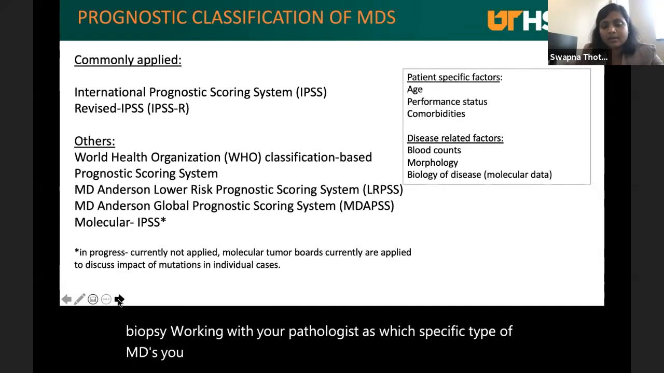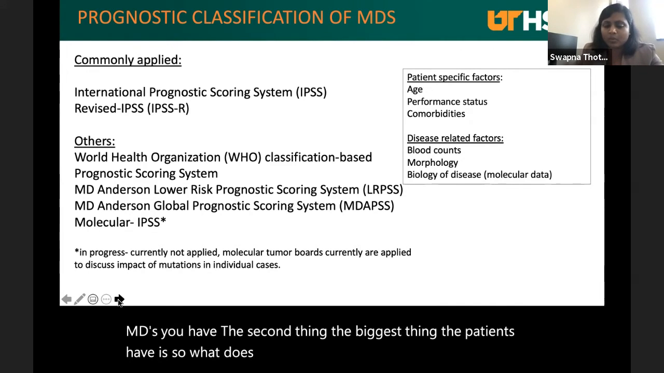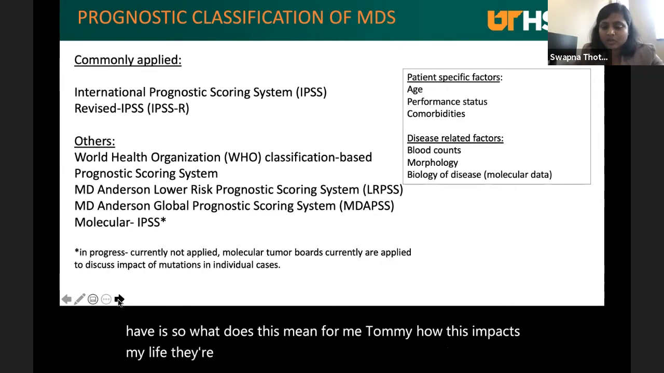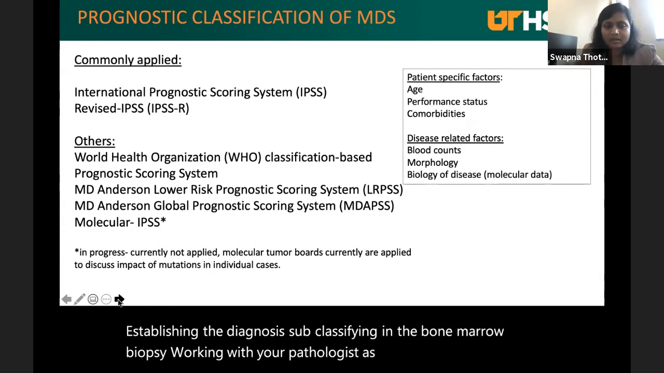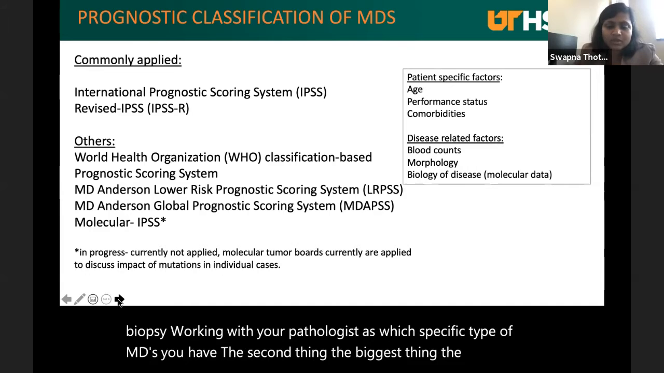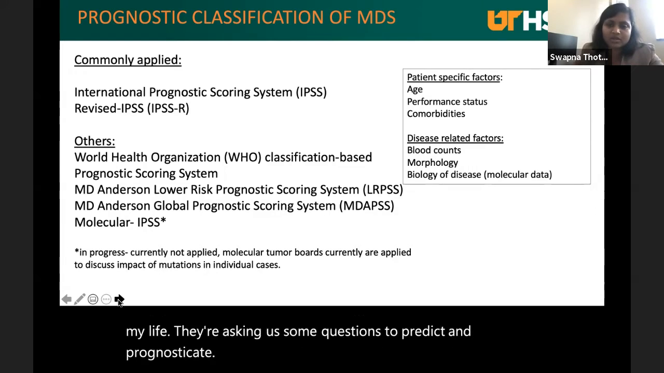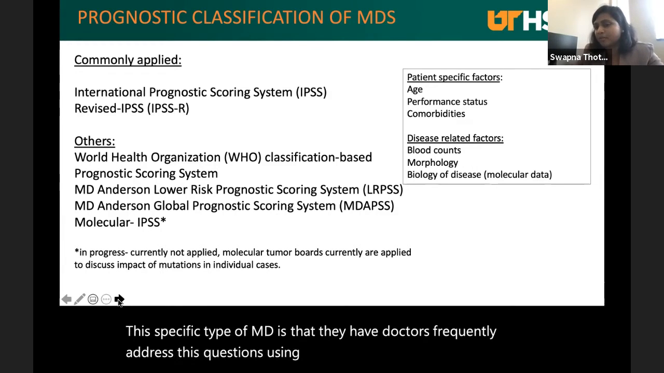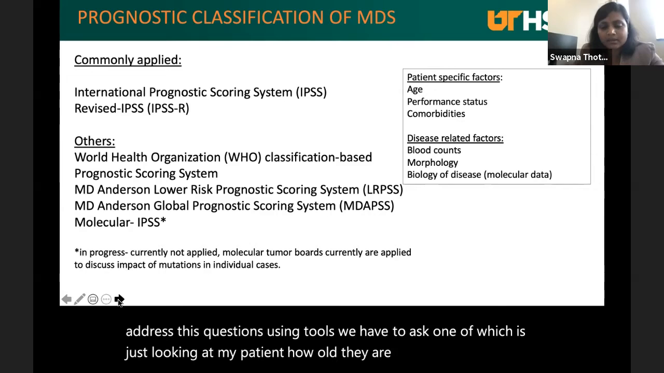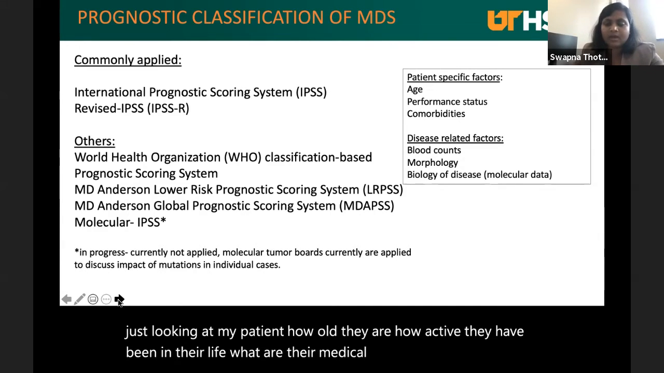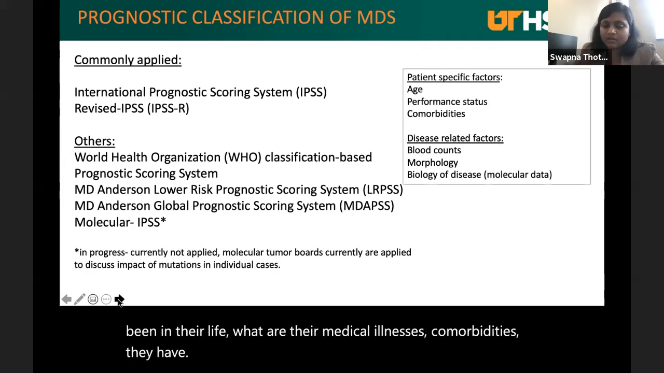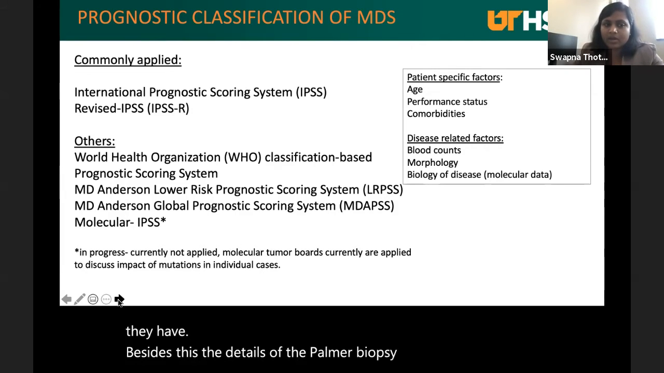The second thing, the biggest thing the patients have is, so what does this mean for me? Tell me how this impacts my life. They're asking us some questions to predict and prognosticate the specific type of MDS that they have. Doctors frequently address these questions using tools we have, one of which is just looking at my patient, how old they are, how active they have been in their life, what medical illnesses, comorbidities they have. Besides this, the details of the bone marrow biopsy and their blood counts are the other factors.